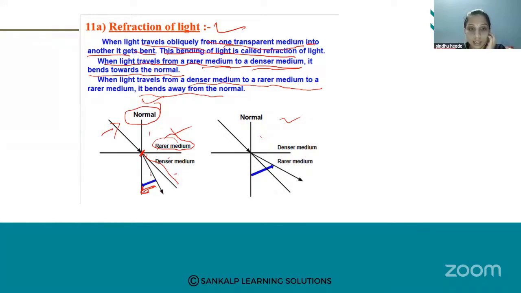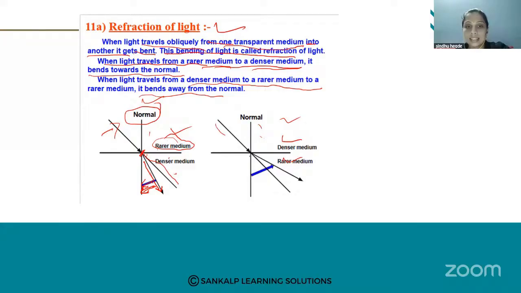See this ray. This is the refracted ray. It gets bent towards the normal. Okay, see, this is one type: when the light is refracted from rarer to denser medium, this is the image. And the second one is when it passes from denser to rarer. Okay, see, this is the normal.